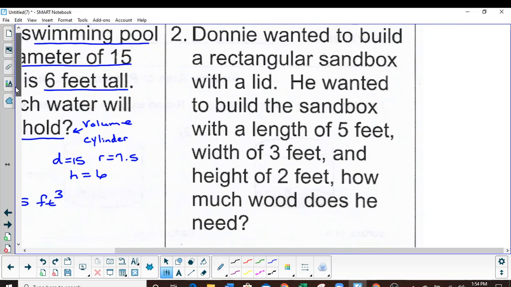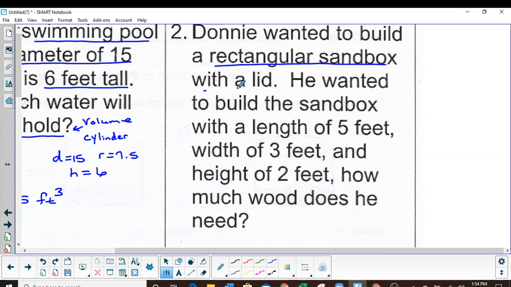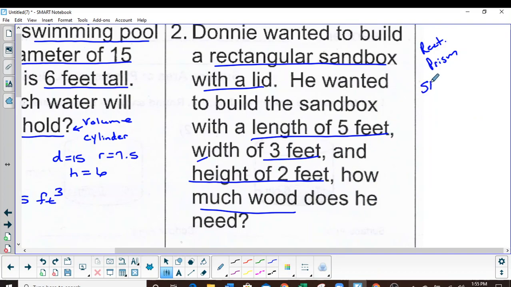Slide over to 2. This one says Donnie wanted to build a rectangular sandbox with a lid. He wanted to build the sandbox with a length of 5 feet, width of 3 feet, height of 2 feet. How much wood does he need? So let's think about what they're asking for. First of all, we know we got a rectangular prism, and it's asking how much wood, so that's going to cover the outside of the sandbox, the top, the bottom, and the outside edges all the way around, so that's going to be surface area. Okay, and we know that that is 2LW plus 2LH plus 2WH. And here are all our measurements. We got 5, 3, and 2. It doesn't matter which order we put those in either.